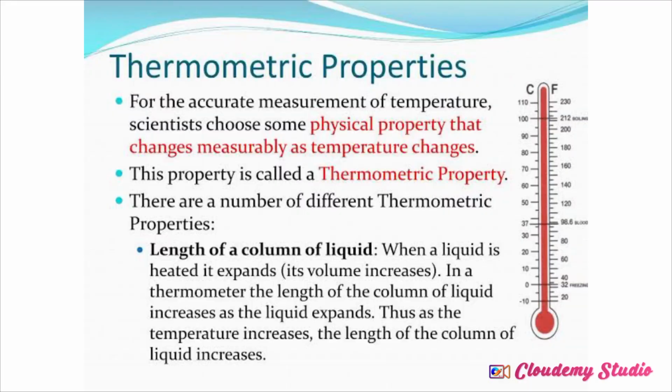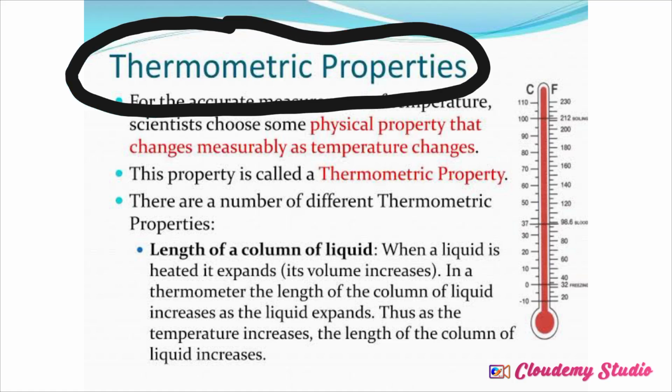So, we said temperature is the degree of hotness or coldness, right? To measure temperature, what do we use? We use a thermometer. And for a thermometer to work, we need what we call the thermometric properties. Basically, the thermometric property is just what changes with temperature.